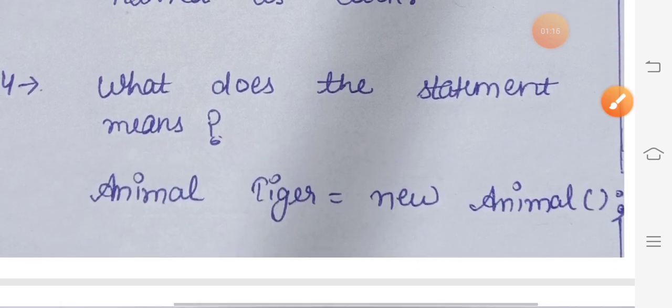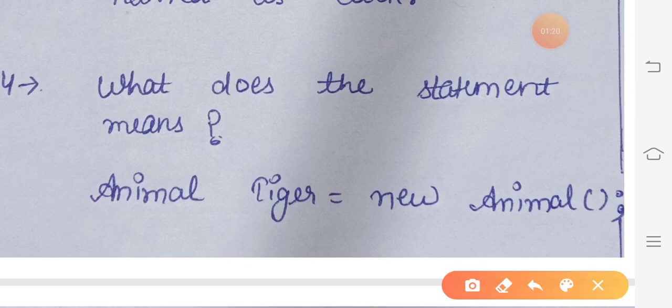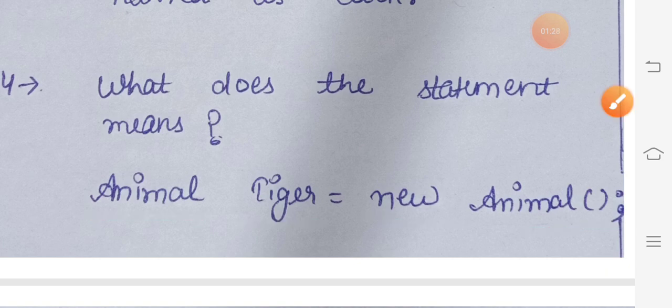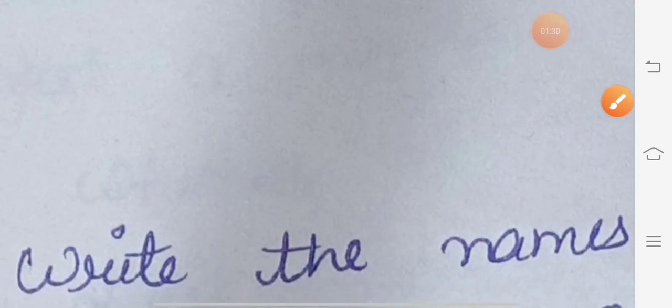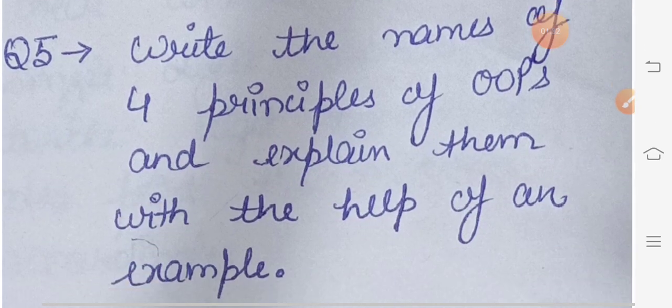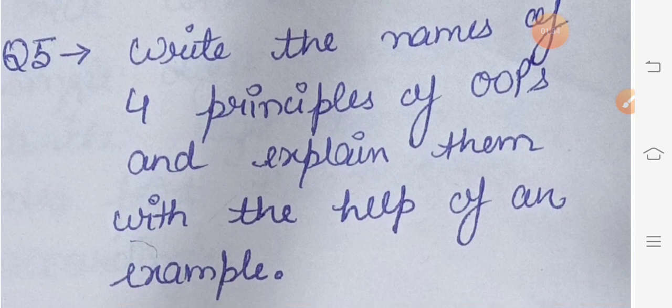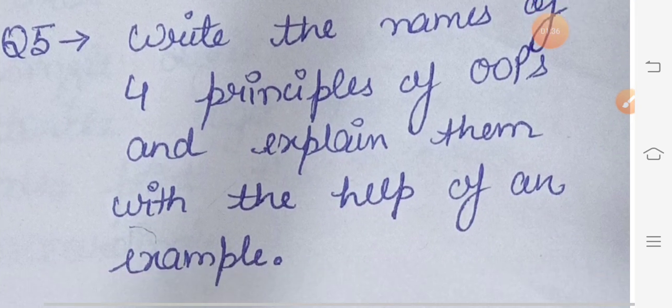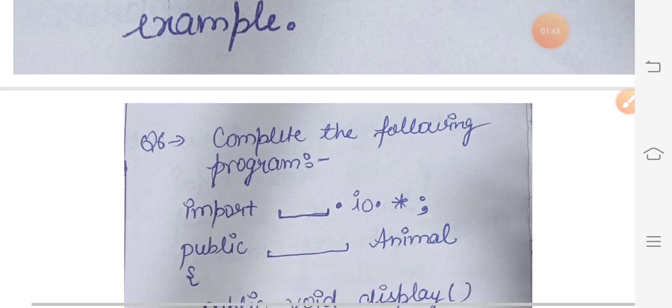Next, what does this statement means? If any example is there, animal, tiger is equal to new animal. So what does this statement mean? Already this one we have discussed in our question answers part also. Next, write the names of 4 principles, OOPS principles, and explain them with the help of example. So any 4 principles you can write, already given in your first chapter.